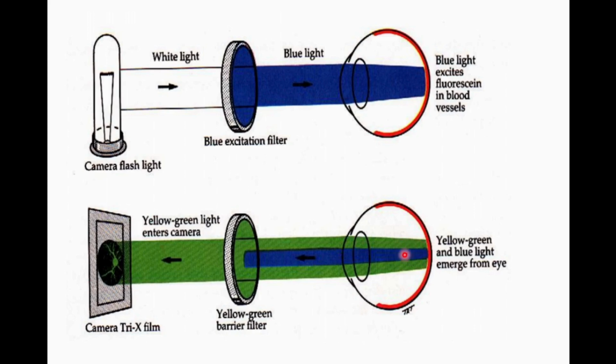So two different lights are emitted from the retina, that is the non-excited blue light and the excited green light. These two lights cross the yellow-green barrier filter. All the unwanted non-excited blue light gets filtered, and only the yellow-green light enters into the fluorescein angiography machine, through which we study further. I hope this will be clear.